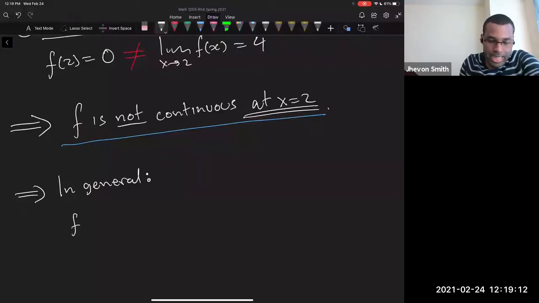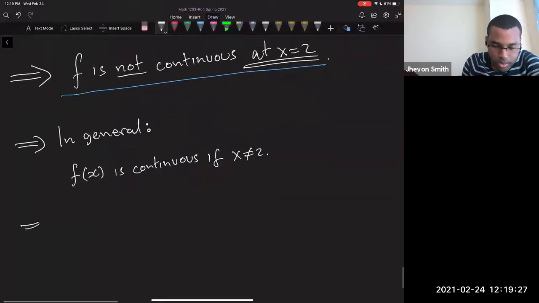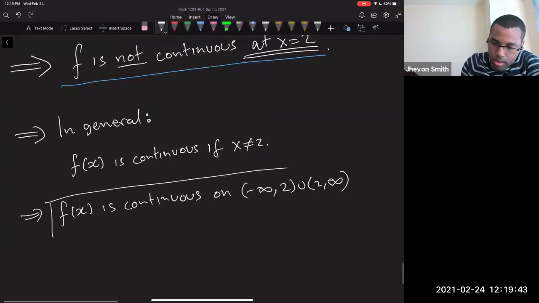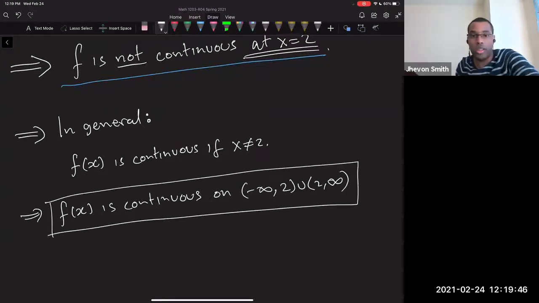Well, it turns out the last statement is the final conclusion, right? f of x is continuous if x is not equal to 2. So as long as we're not 2, we're continuous, but at 2, we're not, right? So that means, to answer the question as stated, f of x is continuous on this interval, going all the way up to 2, and then anything less than 2 and anything greater than 2, we're good. At 2, we're not good, because the limit doesn't equal the value of the function.